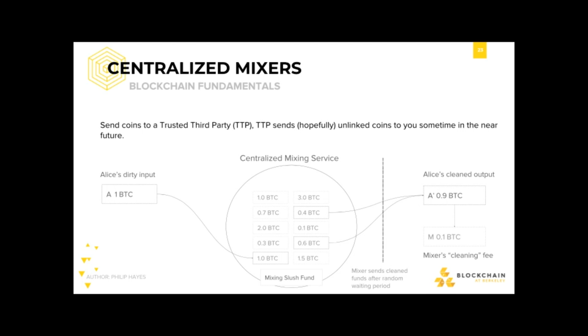Why you wait for a certain random period of time is, if not, you could do this kind of timing attack, where if your money is going into the fund and coming out within, say, a second or so, then you could probably link both the transactions together and say, hey, it happened around the same second, so they might belong to the same person and they're just using a mixer.